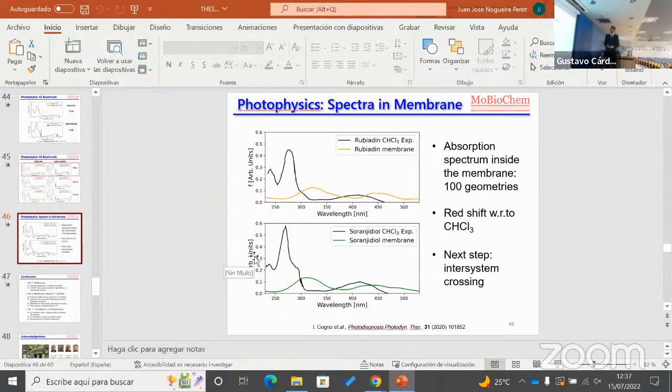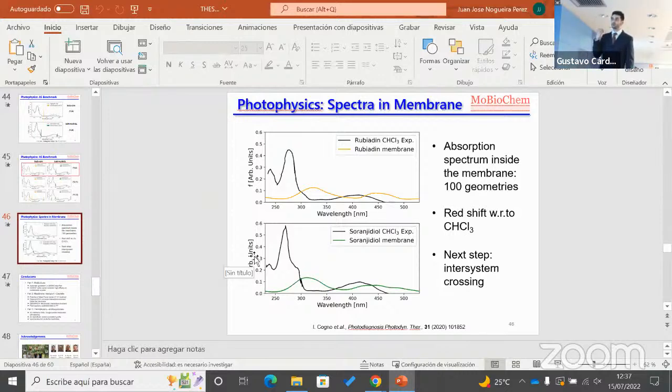The main issue there is the fact that when we fetch these structures and then perform a QM/MM computation on top of them, we are not going to be consistent with the level of theory used here. We're going to be at a different minimum of the potential energy surface. So this is, again, already a source of errors.